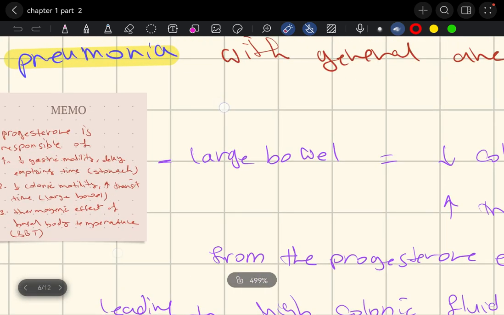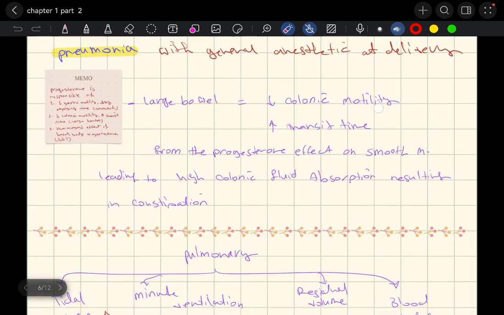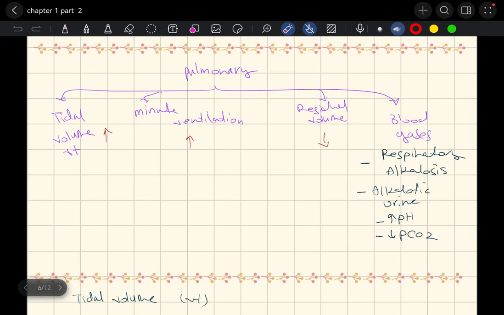And here we have to keep in mind progesterone is responsible for three of those. The first one is decreasing gastric motility and delaying emptying time in the stomach, and low colonic motility and high transit time in the large bowel. And finally we have the last function of progesterone, which is a thermogenic effect on basal body temperature. And here we have the pulmonary system.